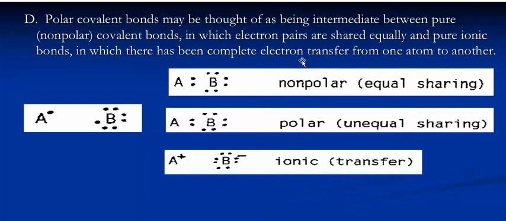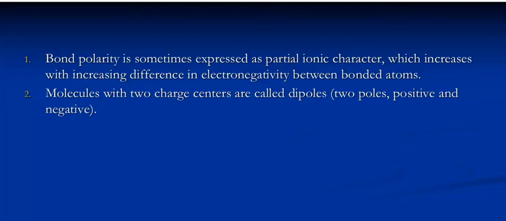So there are 3 types of bonds essentially: nonpolar covalent bonds, polar covalent bonds, and ionic bonds, which occur between a metal and a nonmetal. Bond polarity is sometimes expressed as partial ionic character, which increases with increasing difference in electronegativity.